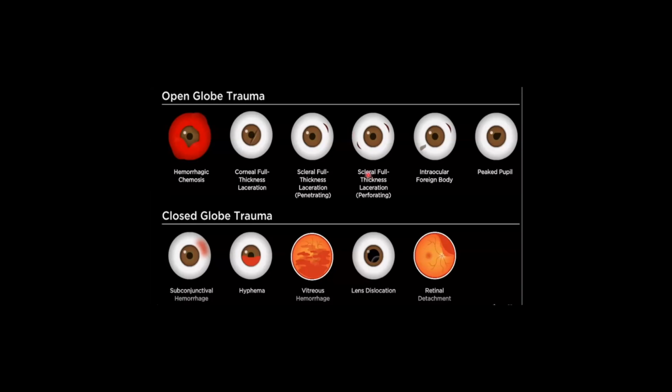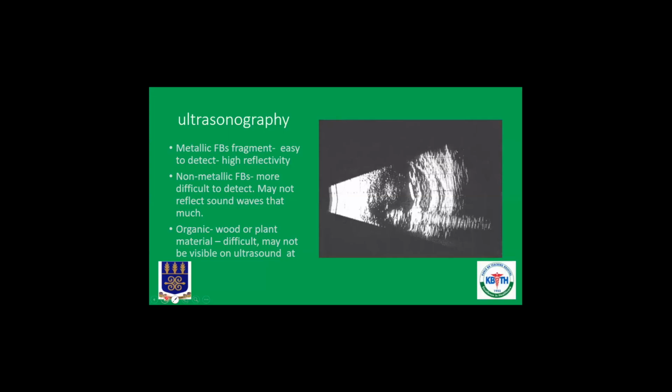For closed globe injury, we have contusion, where there's damage but there's no defect in the eye wall. And then we have lamellar laceration, we have subconjunctival hemorrhage, and the other conditions as mentioned on this slide. Now, imaging is important in the detection of intraocular foreign bodies, particularly where you have media opacity, as in cataract or vitreous hemorrhage, or even hazy cornea that is precluding visualization of the posterior segment.